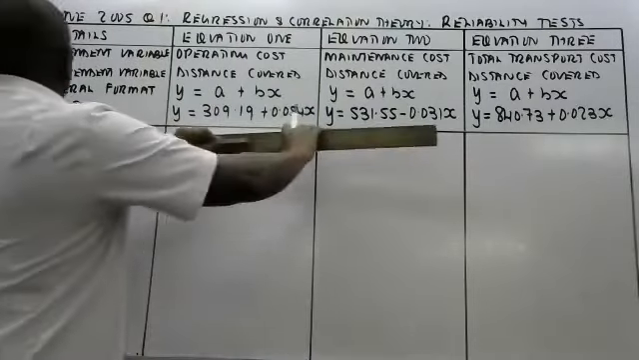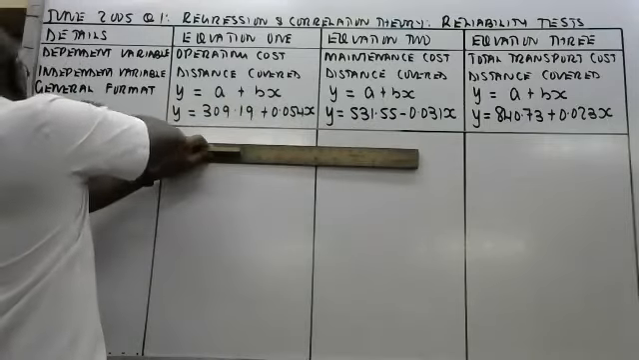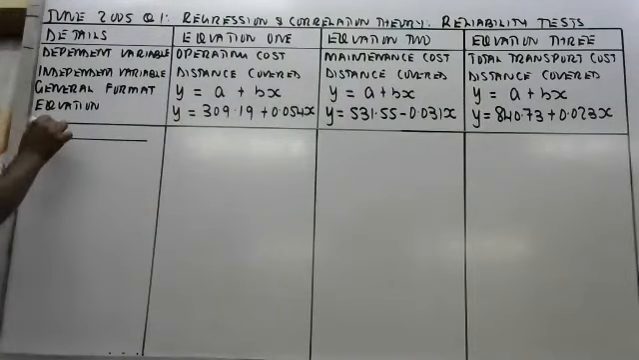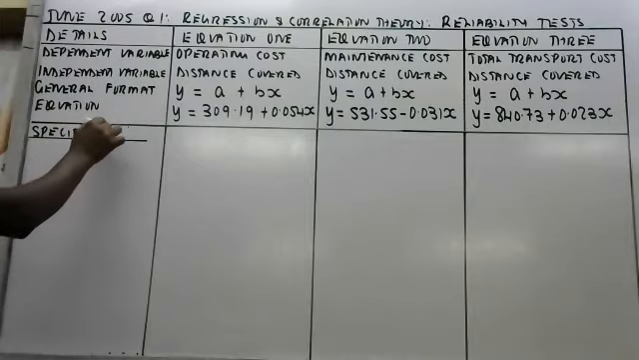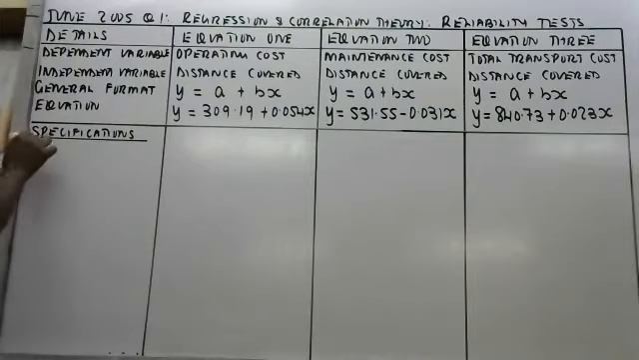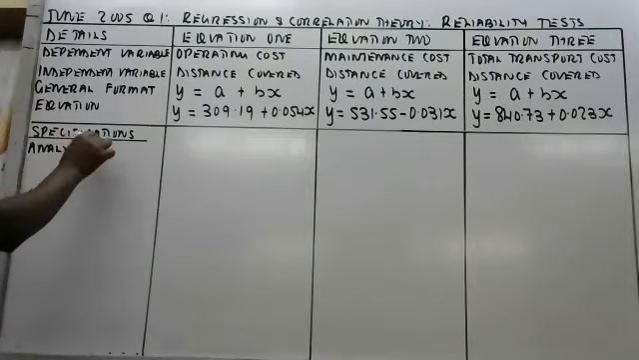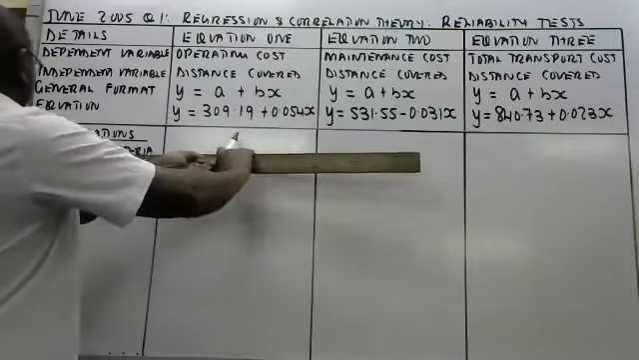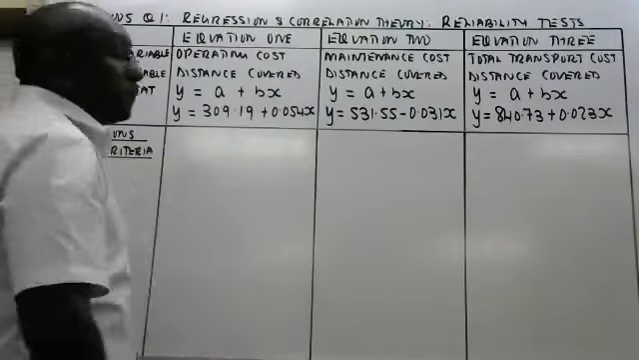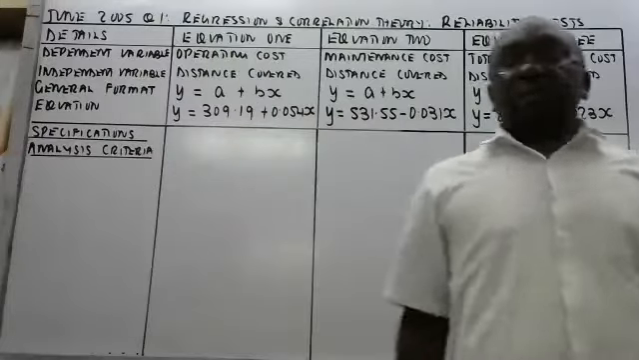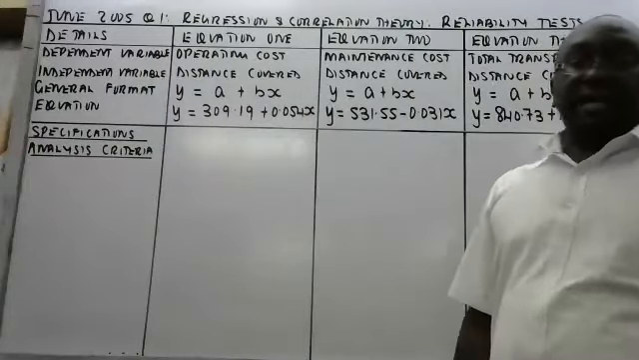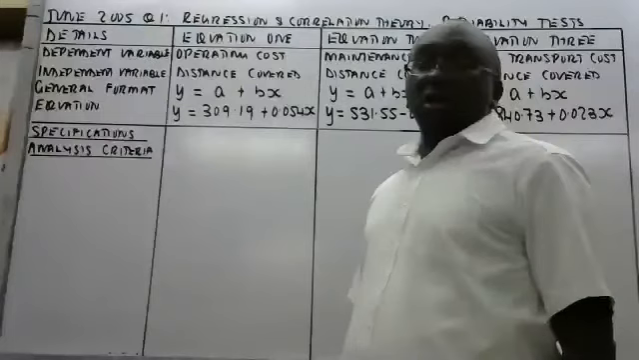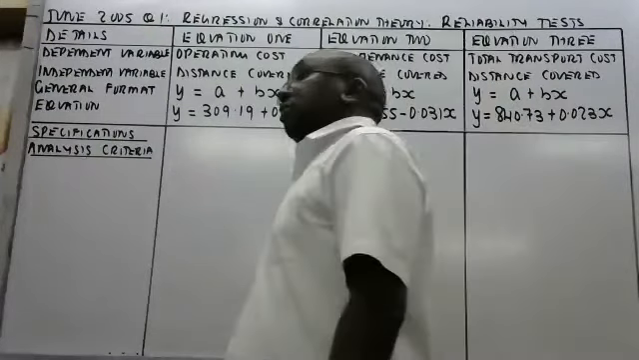So the next one, the examiner is calling it specifications, analysis, criteria. Now that so-called specifications analysis criteria is what in our notes I taught you to be called assumptions.